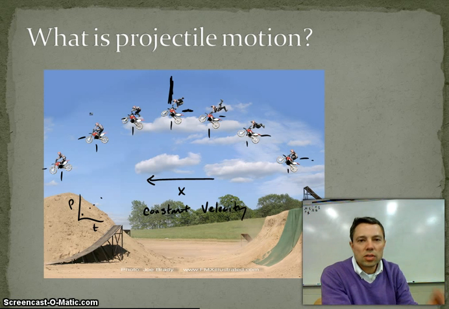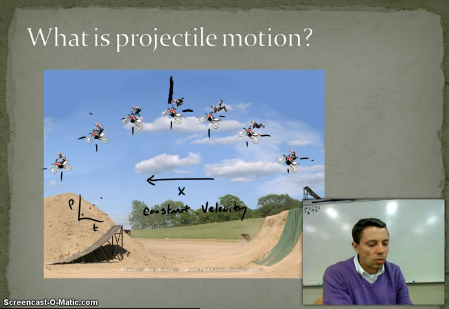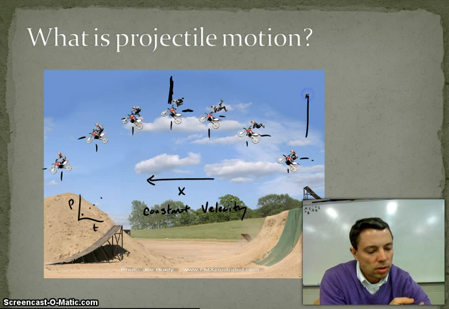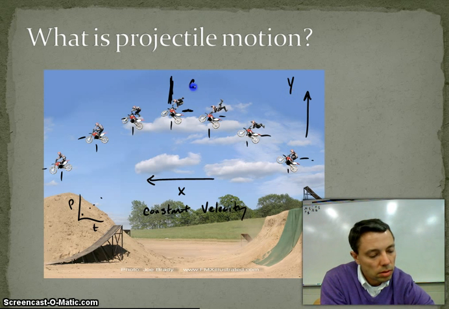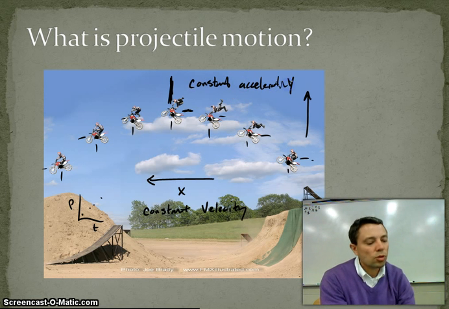This is accelerated motion, okay? And so we can see that in the y direction, we have probably constant acceleration. So we have 2 components that are going on.